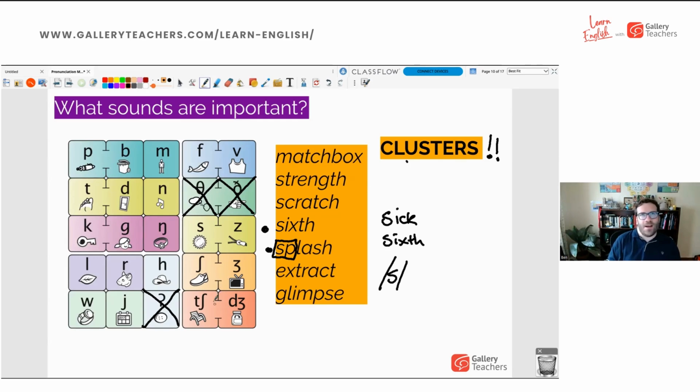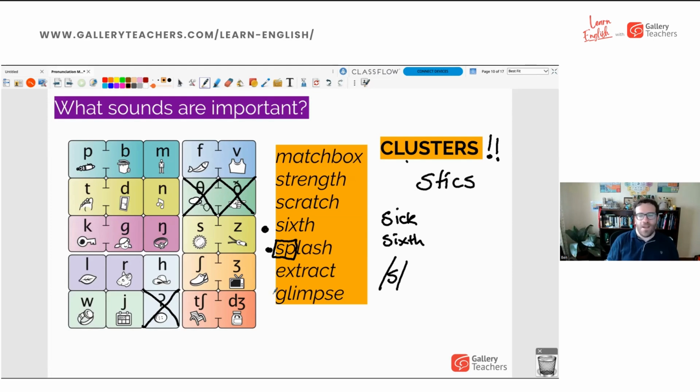Okay, Sarah, give me a second on that. I will get back to you. I have an answer for that. Statistics, sticks. So I think, Ashik, you want to repeat the end of the word and just say stick, stick, stick, statistics. Okay. We've got extract, extract, or extract, and glimpse, glimpse, glimpse.